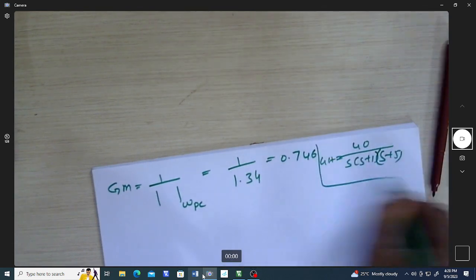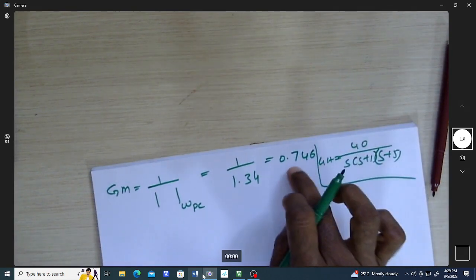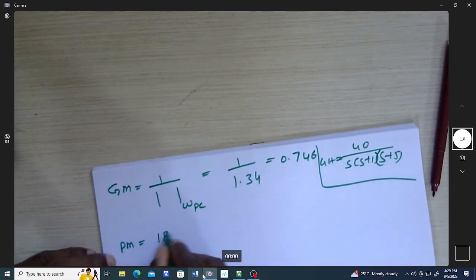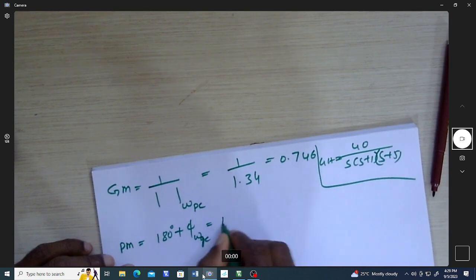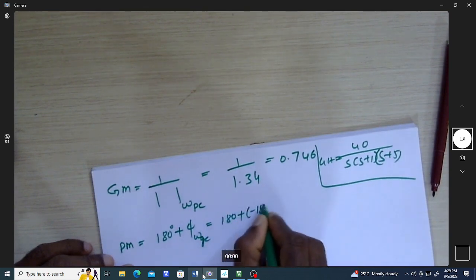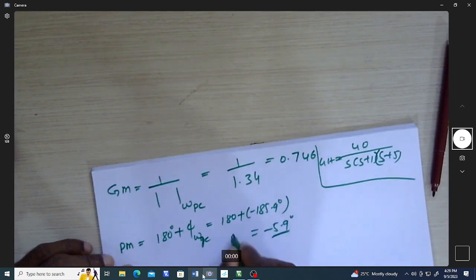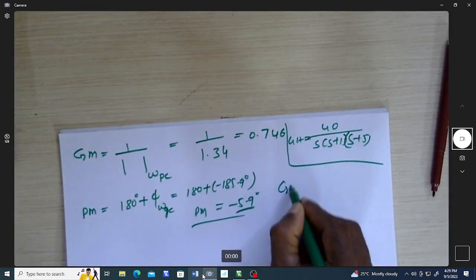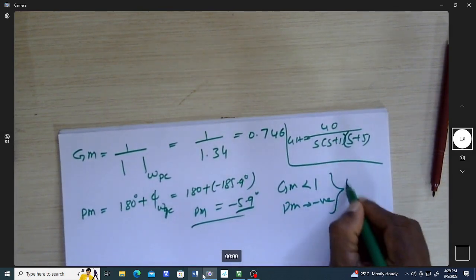What does this actually mean here? This means that the system with 40 as the root locus gain is unstable with a gain margin of so and so. So let us also find the phase margin. Phase margin is 180 degree plus phi at omega GC. So we found that phi at omega GC is minus 185.9. So it is 180 plus minus 185.9 degree, which is minus 5.9 degrees, the phase margin. So now since gain margin is less than 1 and phase margin is negative, the system is unstable.